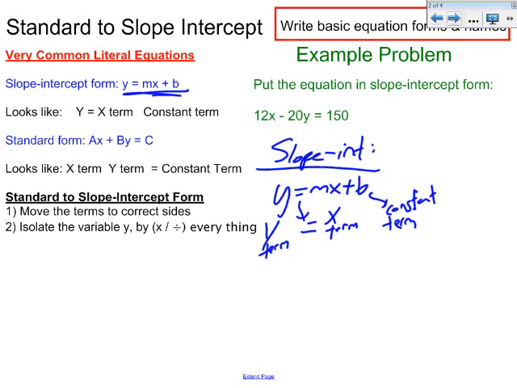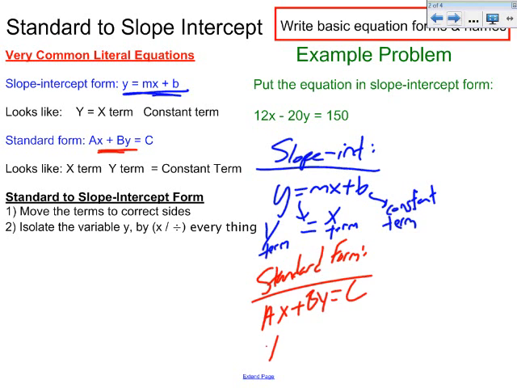Now standard form is in the form ax plus by equals c. Now don't worry about what a, b, and c are. Just know that it starts with an x term, then it has a y term, then it has an equal sign, and then it has a number. And that's standard form. So slope-intercept form is y, x, then number. Standard form is x, y equals the number.